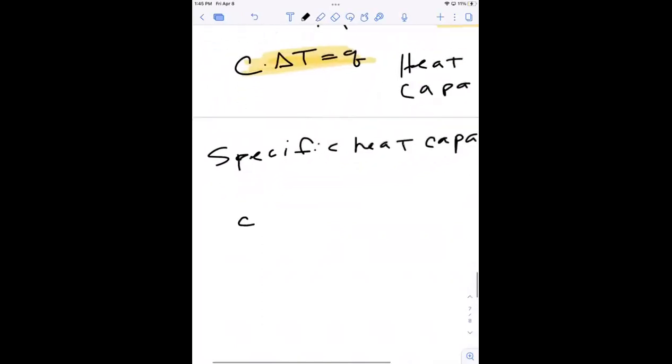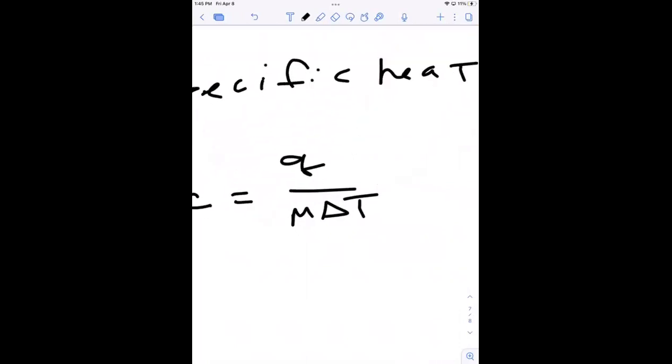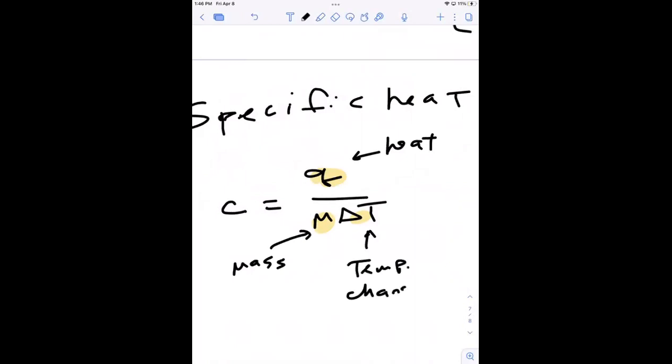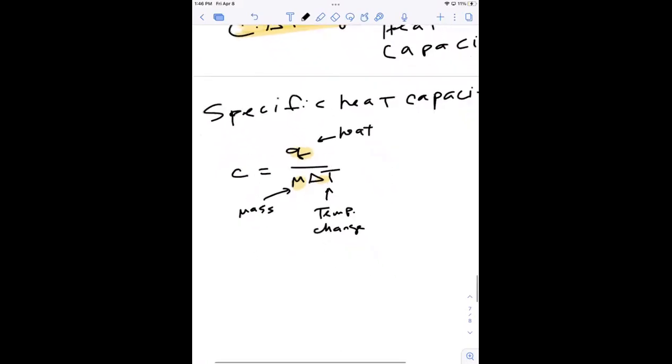Right, which is lowercase c, is Q over M times delta T, where M is mass, delta T is change in temperature, Q is the energy or the heat quantity. Right, so now I got 4 terms, where this is heat, this is mass, this is temperature change. Right, how do I manipulate that?